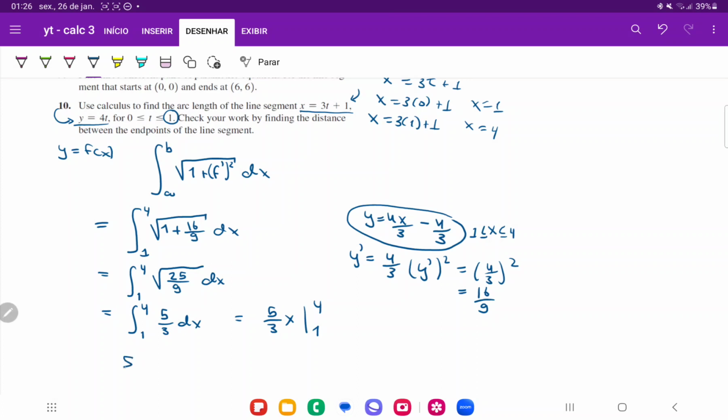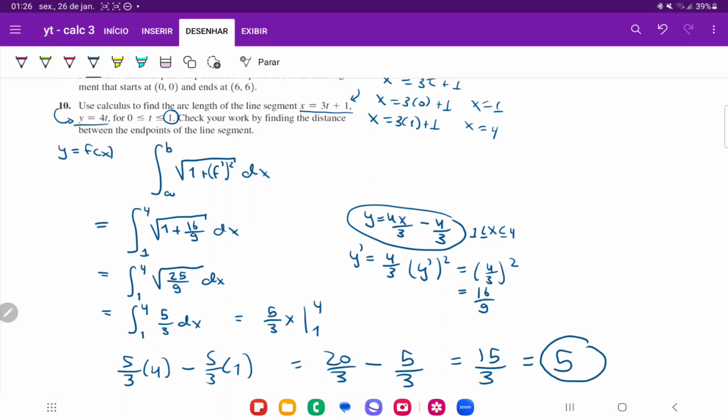So now we're going to do 5/3 times 4 minus 5/3 times 1. If we do this, that's going to be 20/3 minus 5/3, which is 15 over 3, which is the same thing as 5. So we have arrived here at the answer for our arc length.